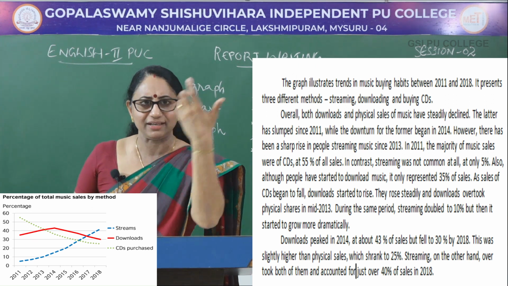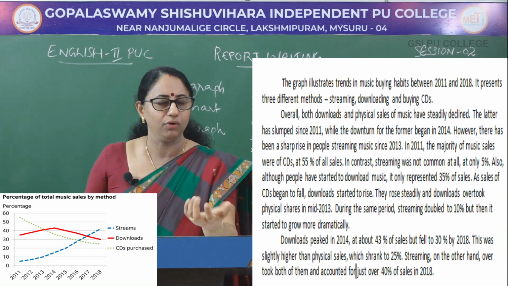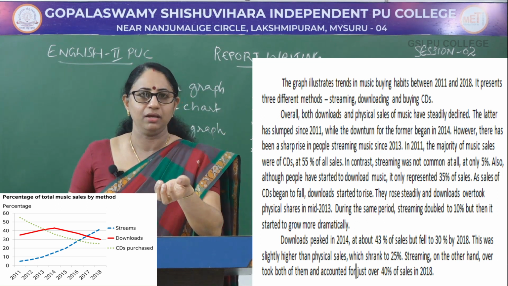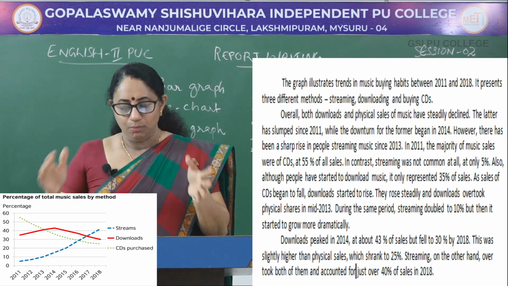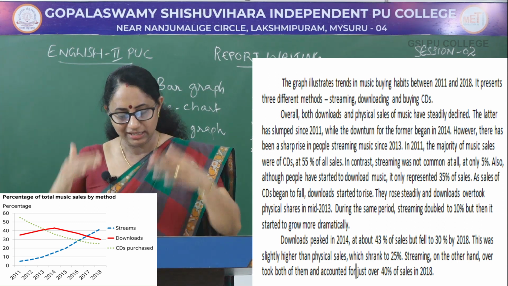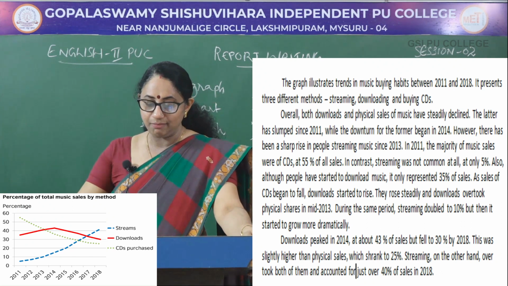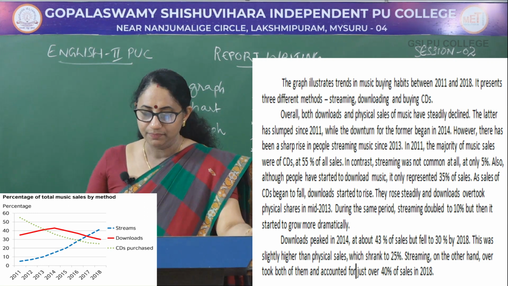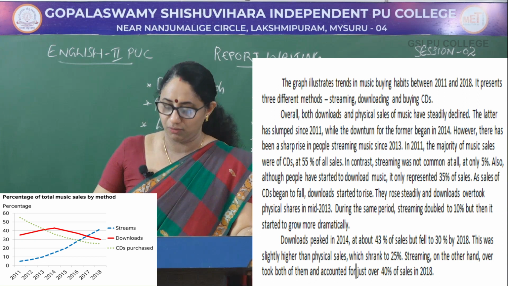So what do you mean by physical sales of music? By means of CD. When you download or when you go for streaming, you don't find it in your hand, whereas CD you can find it in your hand. So both downloads and CDs, their sales have been declining. The latter has slumped since 2011, while the downturn for the former began in 2014.